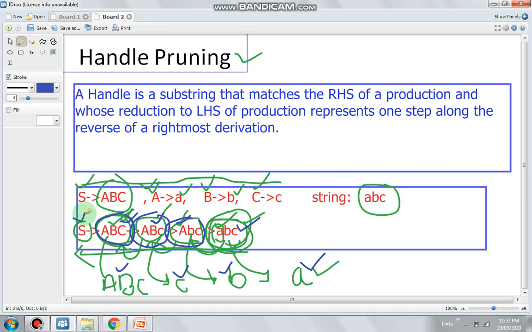So you can see, in order to find out rightmost derivation in reverse order, first of all we identify handle. The approach of identifying handle is known as handle pruning, and this handle pruning is used to find out rightmost derivation in reverse order. I think this example is very simple, and using this example you can easily understand what is handle pruning.